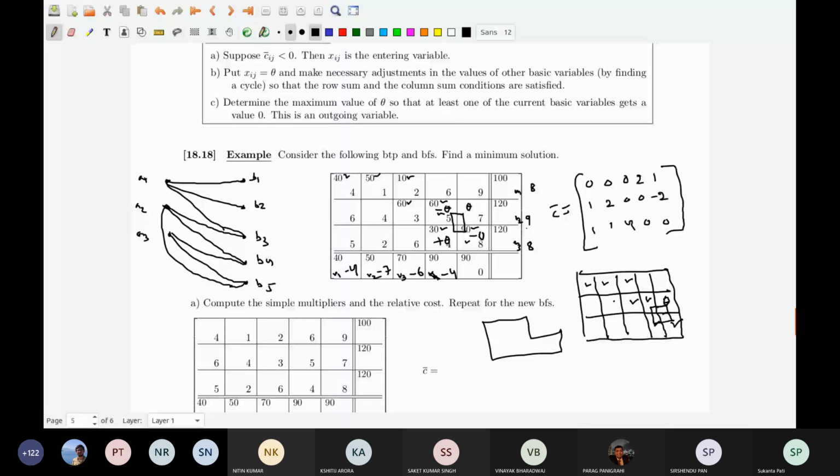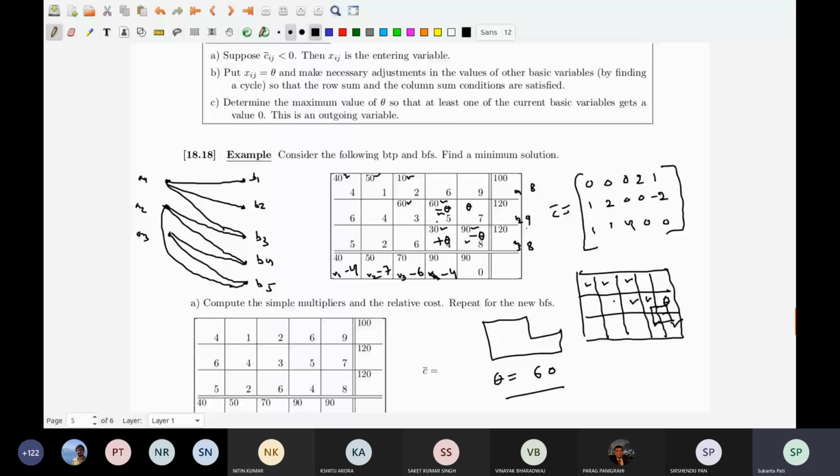Let me erase these things. So what is the maximum possible value of theta? Now, since I have to do minus theta, I understand that the maximum value of, okay, so this part is not necessary. So we get theta is equal to 60. If theta is equal to 60, then I know this A24 is going to go out. That is becoming 0. If there are more entries becoming 0, you can throw any one of them. So that is going to go out.